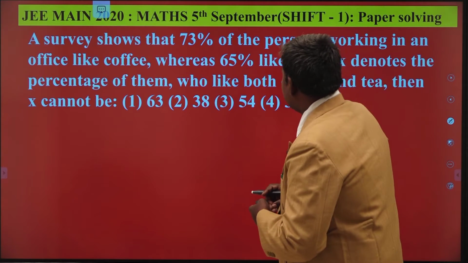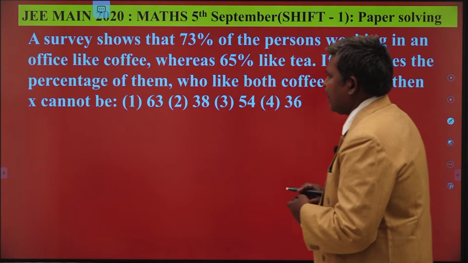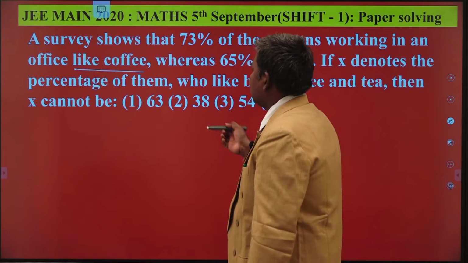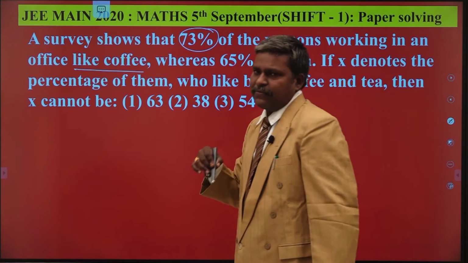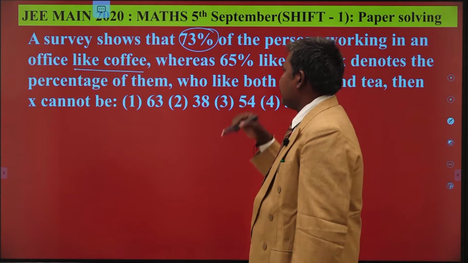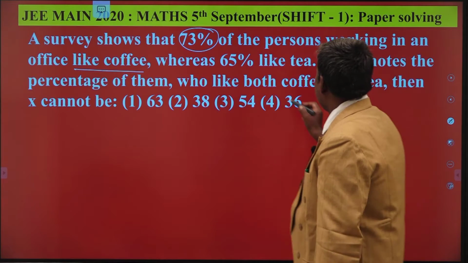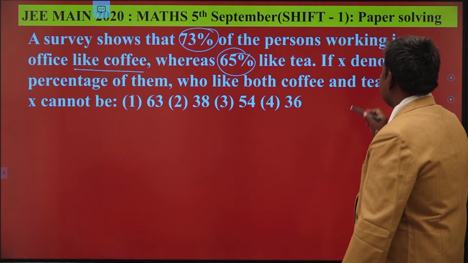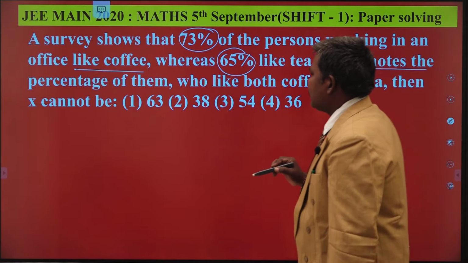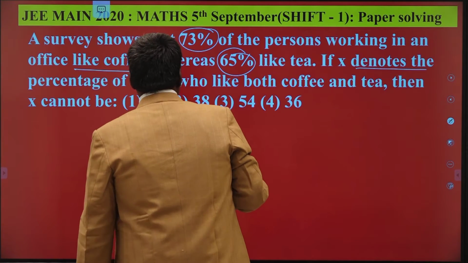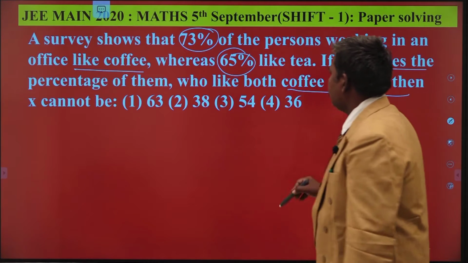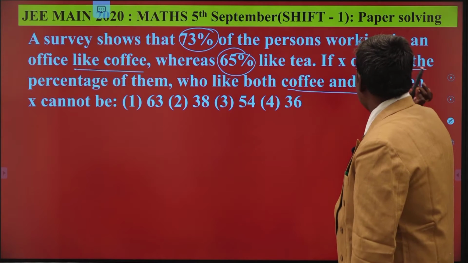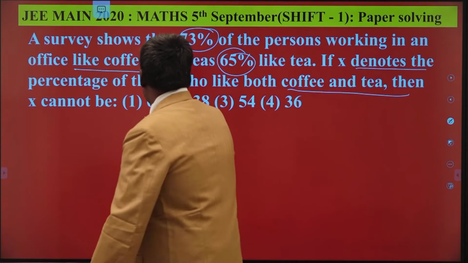A survey shows that 73% of the persons working in an office like coffee. So in an office, for every 100, 73 persons like coffee, whereas 65% like tea. So in the same office, for every 100, 65 persons like tea. If x denotes the percentage of them who like both coffee and tea, then x cannot be what among these four options?